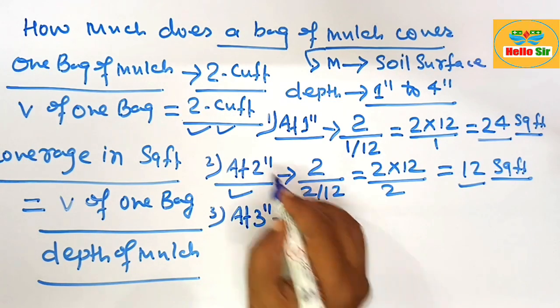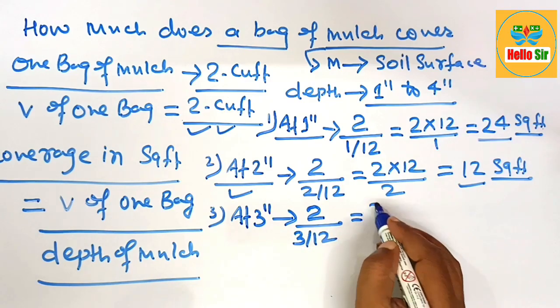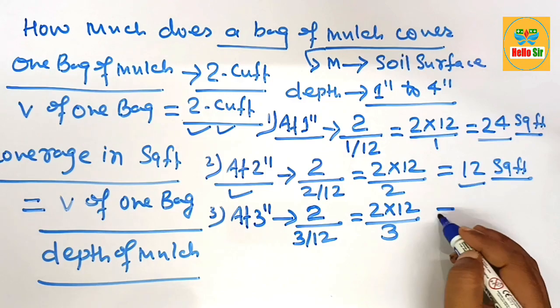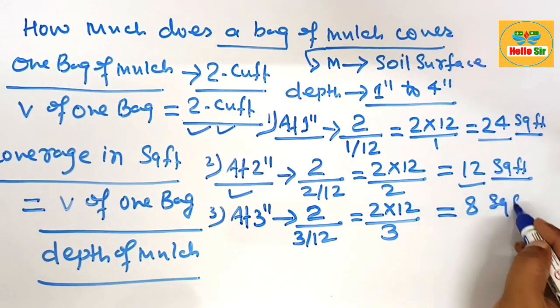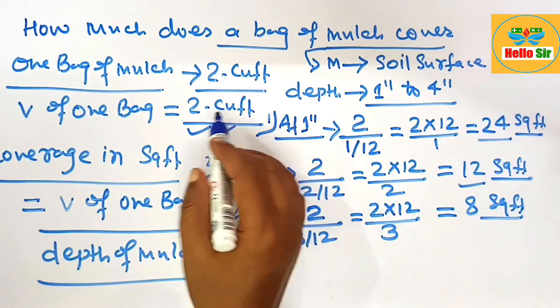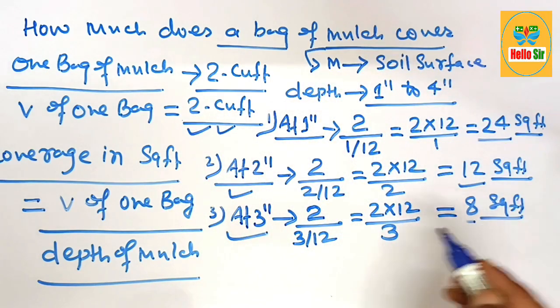Now calculate the coverage at 3 inch deep. The total volume, the 2 cubic foot bag, divided by 3 by 12 comes to 2 multiplied by 12 divided by 3, which is 8 square feet. It means at 3 inch deep, one 2 cubic foot bag of mulch will cover about 8 square feet.